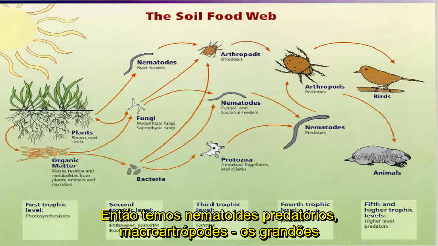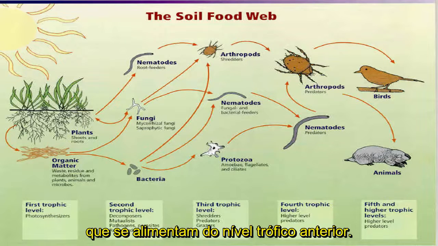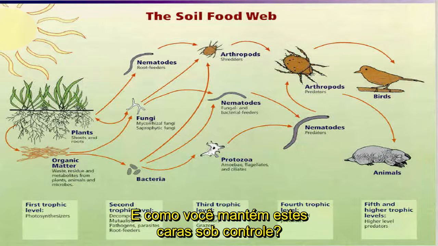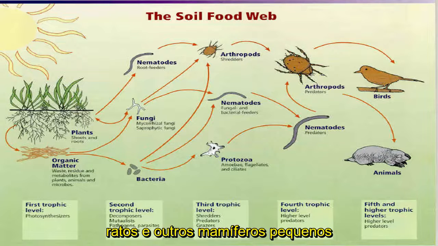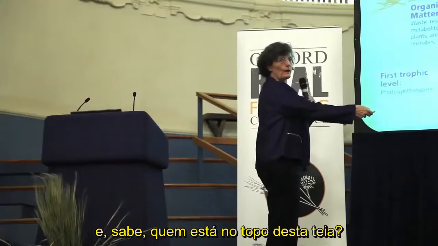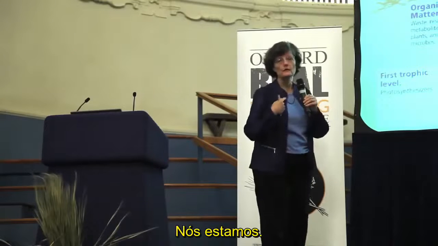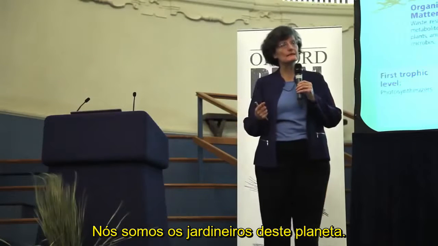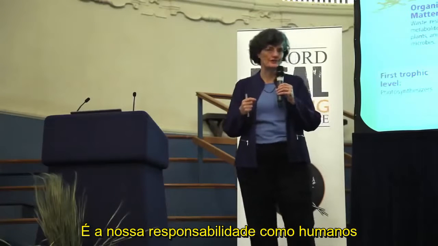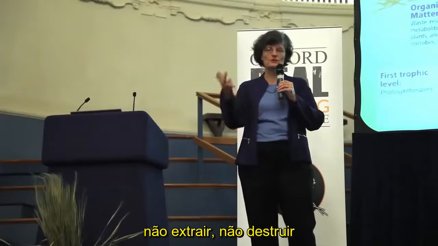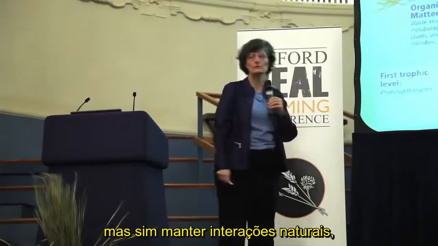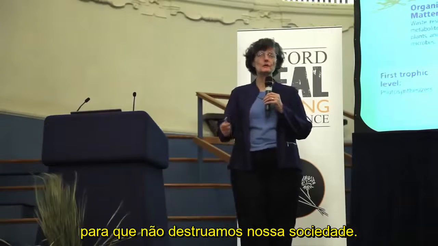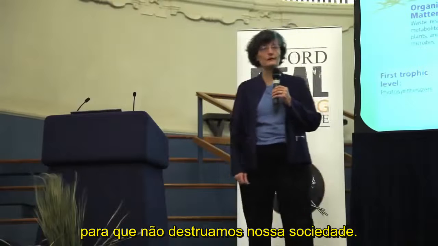We have to have macroarthropods, the bigger guys that eat this trophic level. Well, and then how do you keep these guys in balance? Then you've got to have birds, you've got to have earthworms, you've got to have spiders, you have to have voles and shrews and mice, and who is the top of this food web? We are. We are the gardeners of this planet. That is our charge as human beings. It's not to extract, it's not to destroy. It's to maintain natural interactions so that we don't destroy our society.